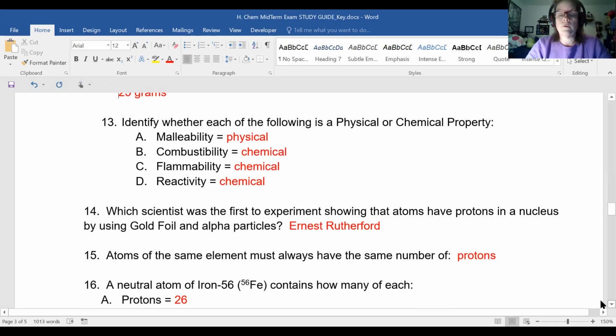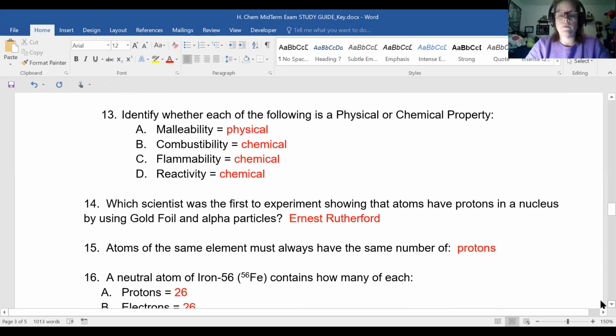All right, physical versus chemical properties. Remember, physical properties are things that don't change the chemical makeup of the substance. If you have a chemical property, if it goes through a chemical change, it actually changes the chemical makeup of the substance. So this question is just asking you which ones are chemical and which ones are physical. So malleability is the physical. The rest of them are all chemical, because something combusts means it burns up. Flammability, same thing. And reactivity, if it's reactive, it means it's going to react with something, create bonds, break bonds. So these are all chemical.